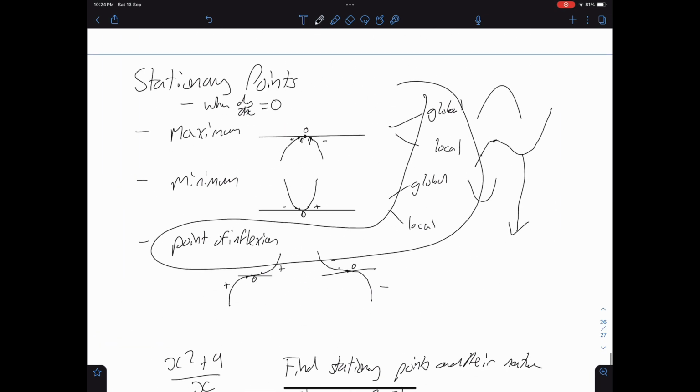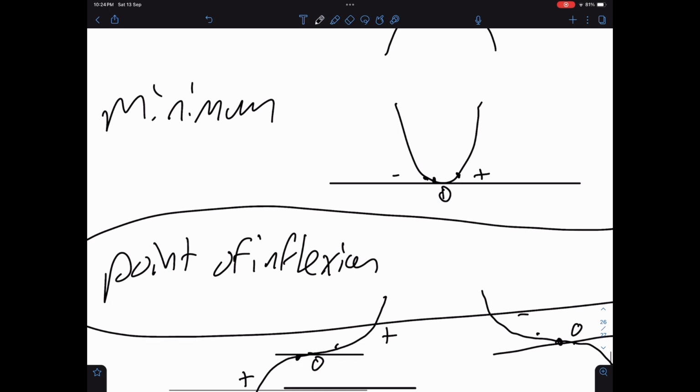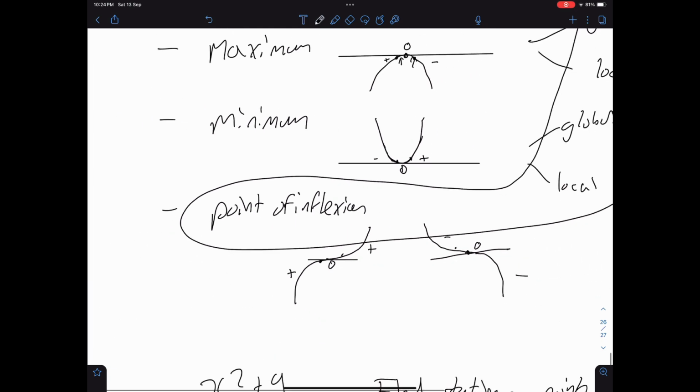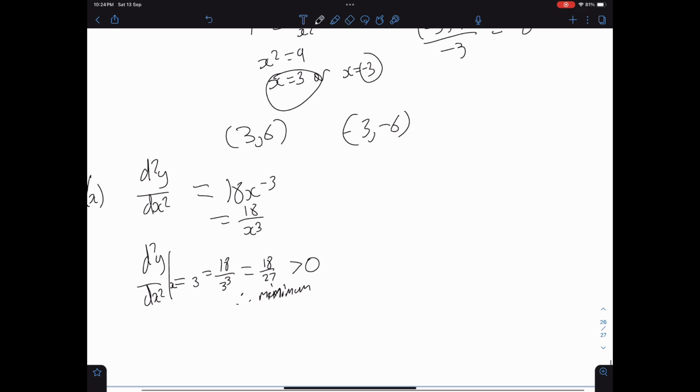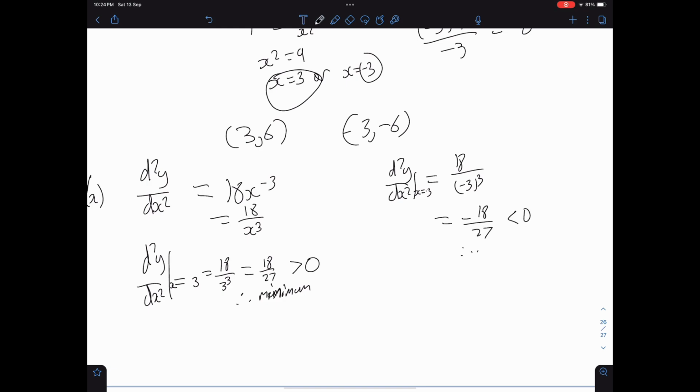And the reason for that is because d squared y over dx squared is the rate of change of gradient. Because we're going from negative to 0 to positive, we're increasing the gradient, so the double derivative should be greater than 0. And conversely, the double derivative for a maximum should be less than 0. Which it is, it's negative 18 over 27, which is less than 0, therefore a maximum.